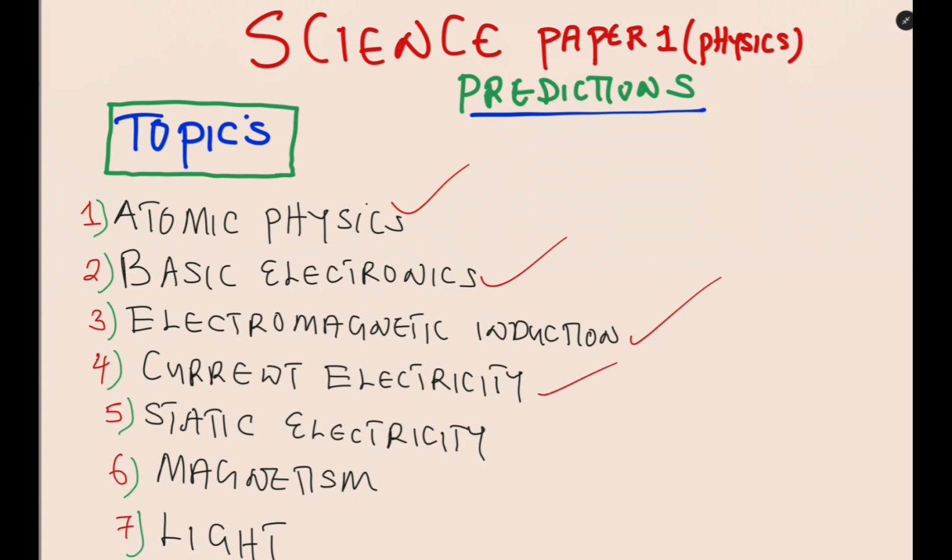So under current electricity, you need to know electric charge. You need to know how to calculate the potential difference, that is if you are given current and, of course, electric charge. Also electric cells. I've not seen a question on electric cells, but it is part of the syllabus. So that is something that you can expect. So electric cells, get to look at that.